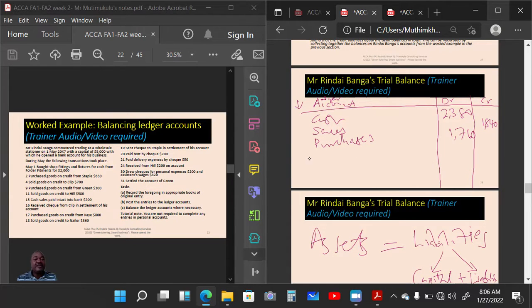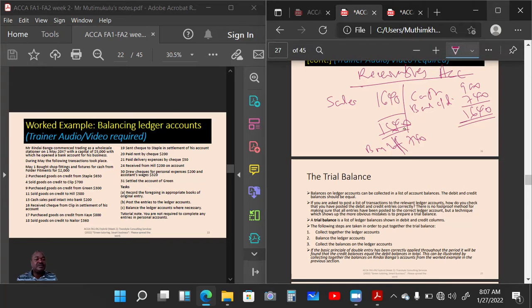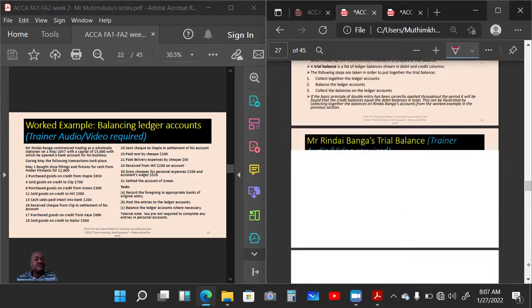Okay, then the last one, receivables. Receivables are assets, and being assets, they should be on the debit side, but let us be sure. You can see that the balance brought forward for receivables is on the debit side, so therefore receivables are having a debit balance: 740 debit.